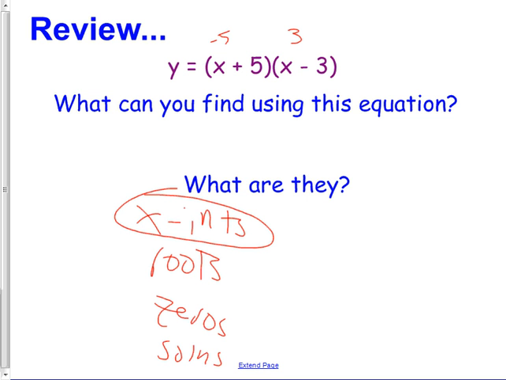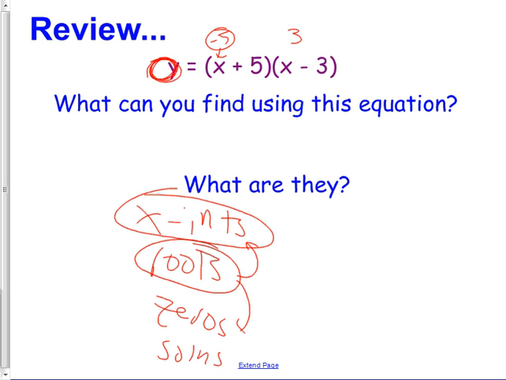And the roots, that's not used as much, but it means the exact same thing as this and this, so you can use it if you want. The zeros is pretty easy. If you're trying to make this equation equal 0, it makes more sense that this -5 is a 0 because you're trying to make the equation equal 0.